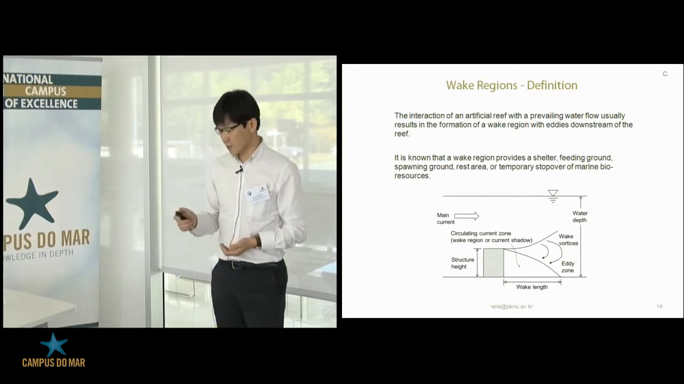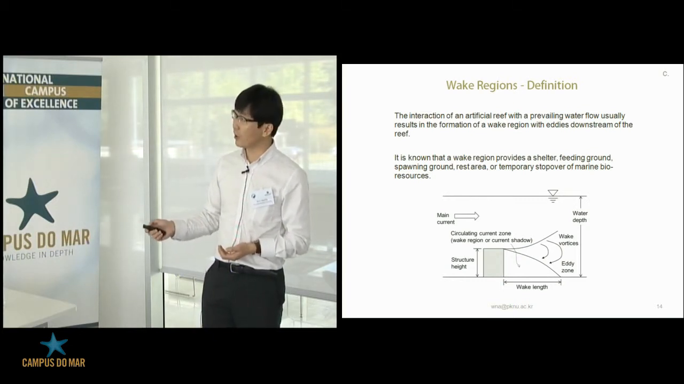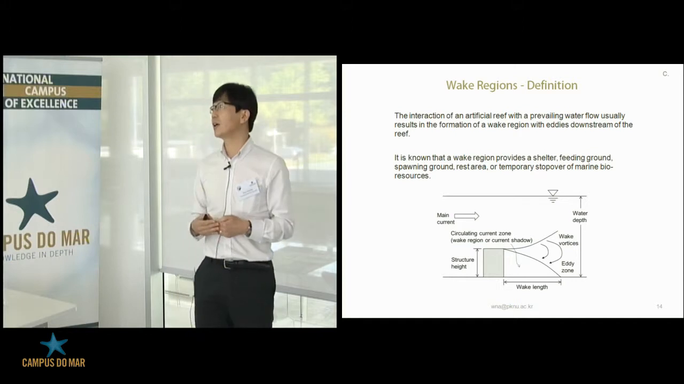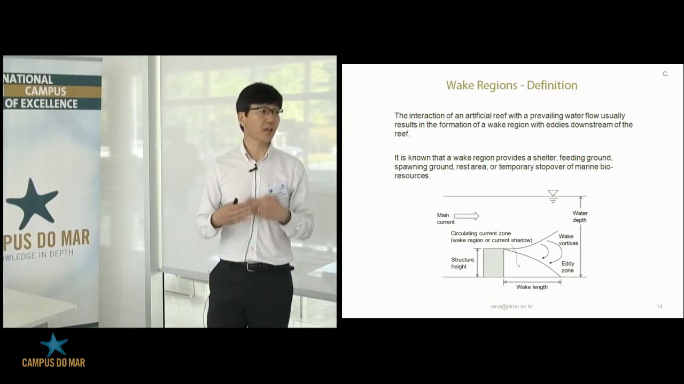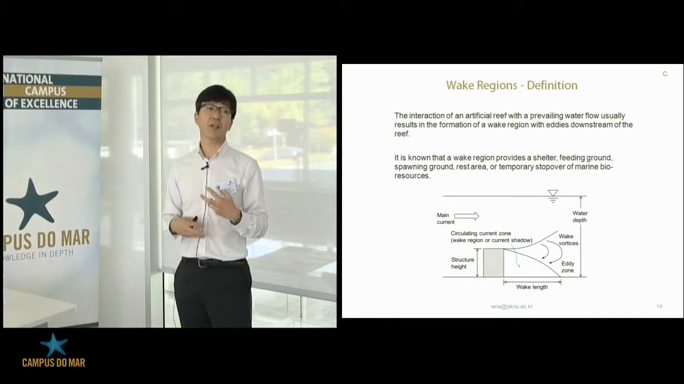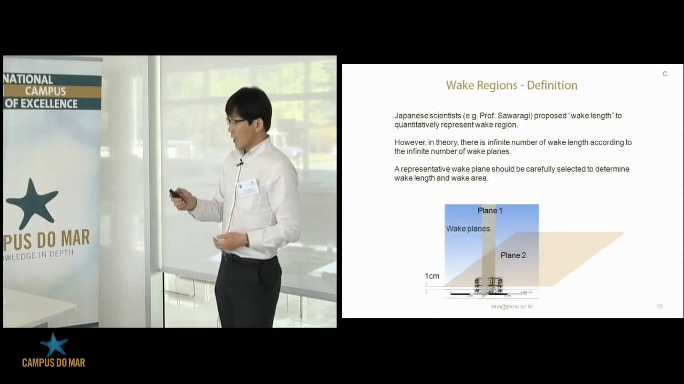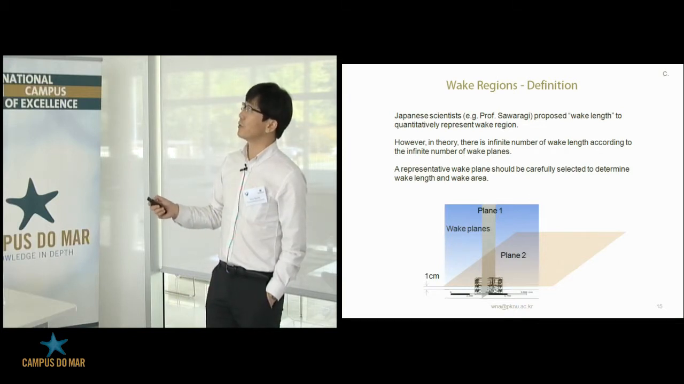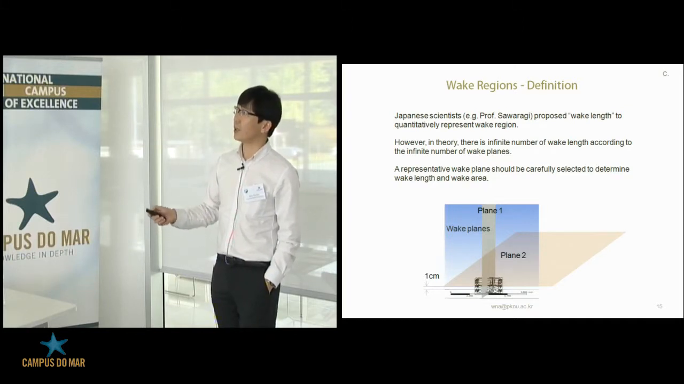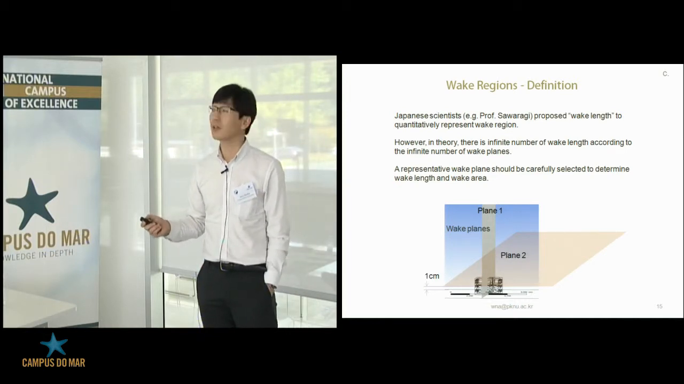The problem is, a long time ago, Japanese scientists proposed the wake length concept. If we calculate this wake length, then we may estimate the wake region. But as you see, there are many wake lengths because there are many wake planes. So we needed to provide a more quantitative way to measure the wake region. Professor Sawaragi and other people proposed wake lengths to quantitatively represent the wake region. However, in theory, there are plane 1, plane 2, many planes, so there can be many wake lengths.